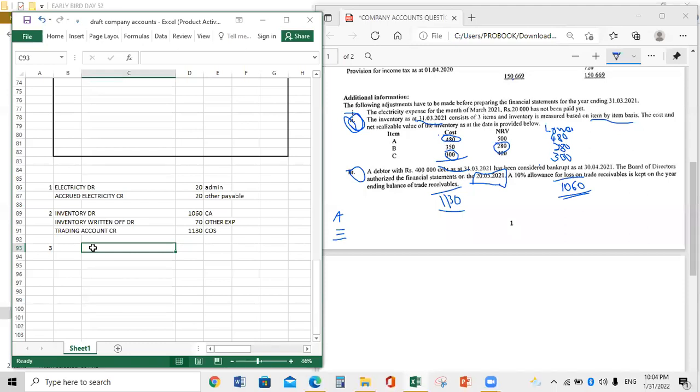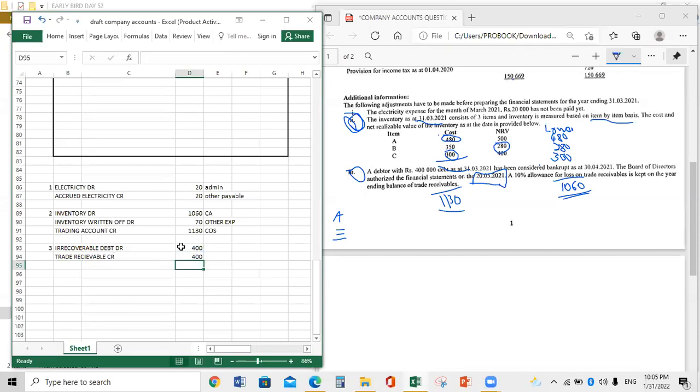So guys, if there is a bad debt, what is the double entry? Irrecoverable debt becomes debit. Another word for bad debt. Irrecoverable debt should be debited. Okay, by how much? 400,000, and your trade receivable should be credited by 400,000. Okay, this is the double entry. That's what you have to do first, at the beginning.